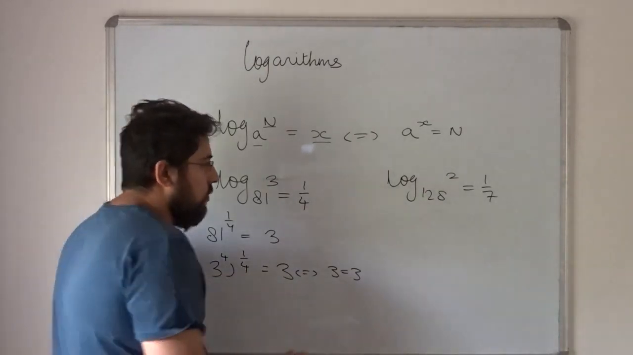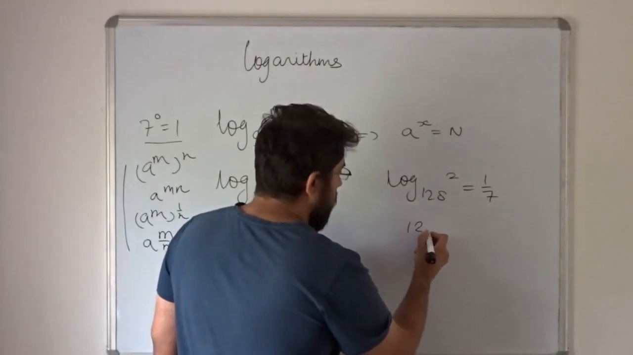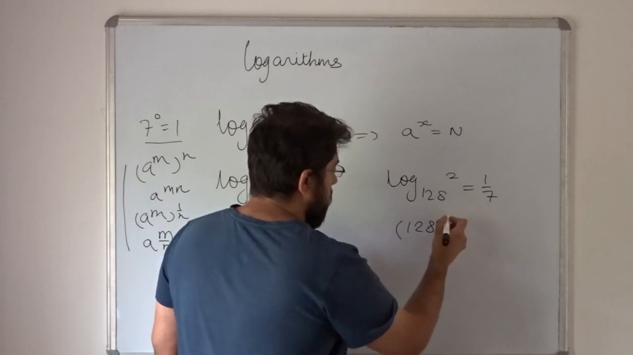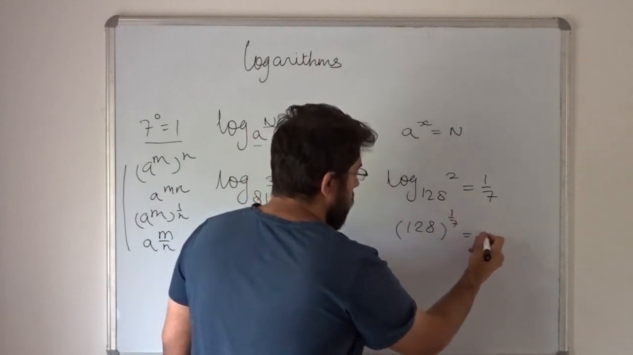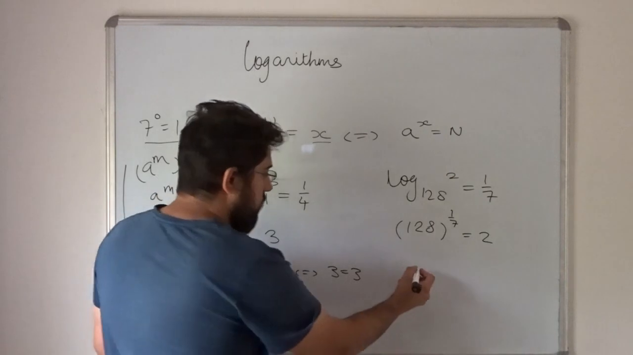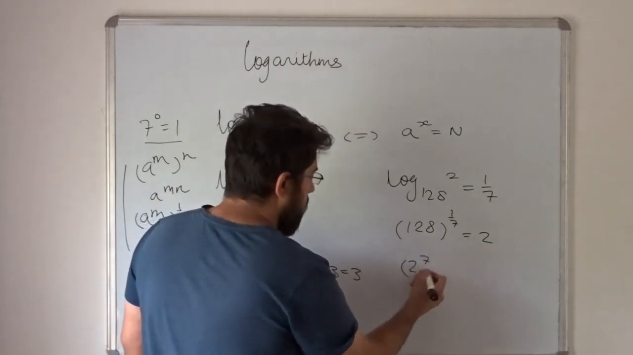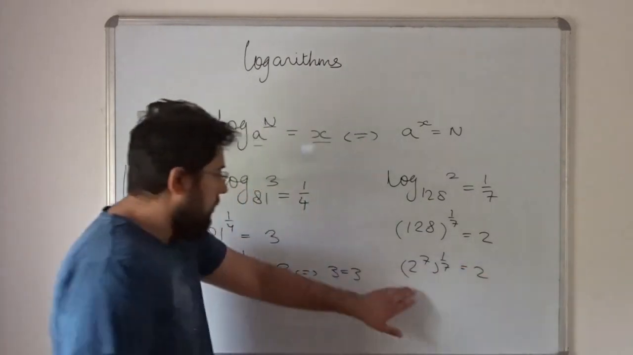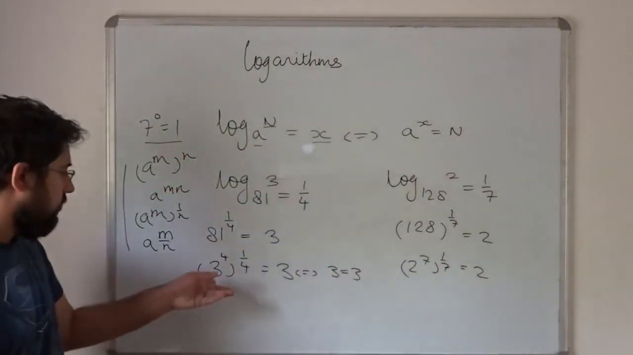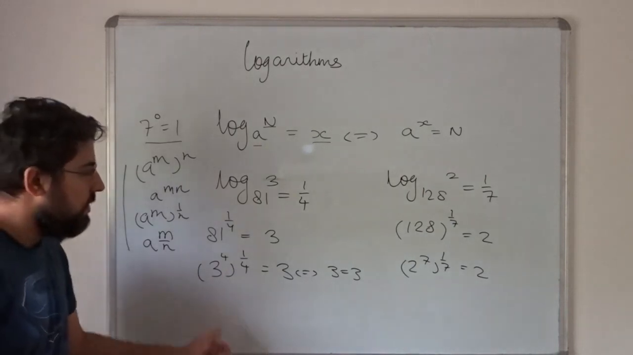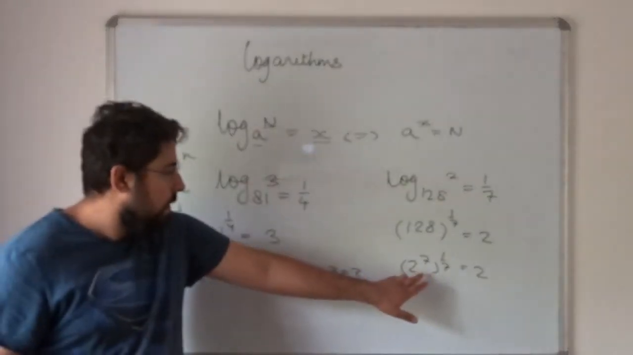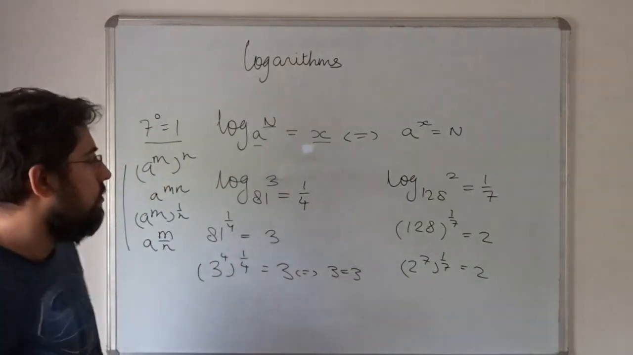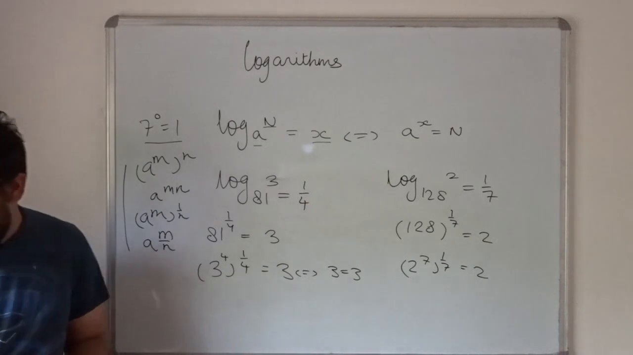So again, this is what we can do. Remember, the base is 128, okay? The exponent is 1 upon 7, so this equals 2. And then you can do the same thing, 2 to the power 7 upon 1 by 7, which equals 2. And then as you can see here, this becomes 3. In the same way, that will become 2, and then 2 is equal to 2. I think you can take it from there. I don't need to finish that.